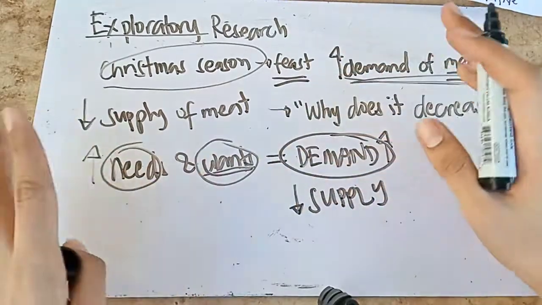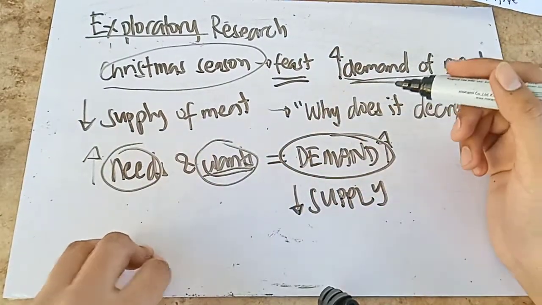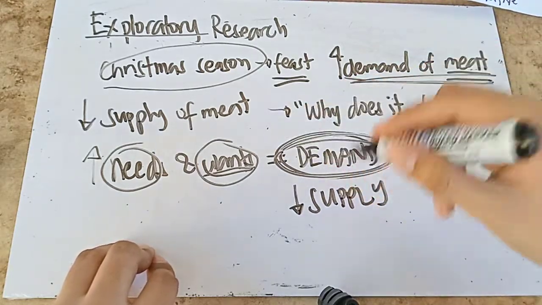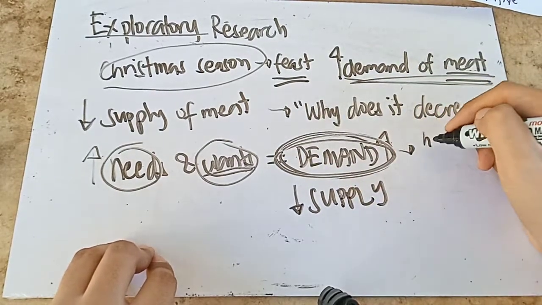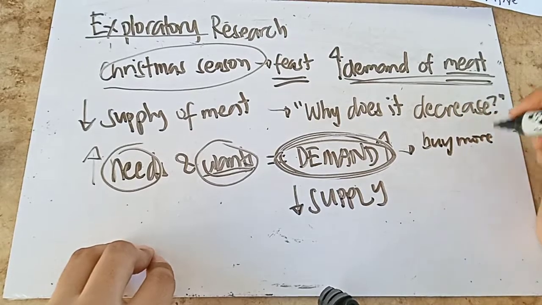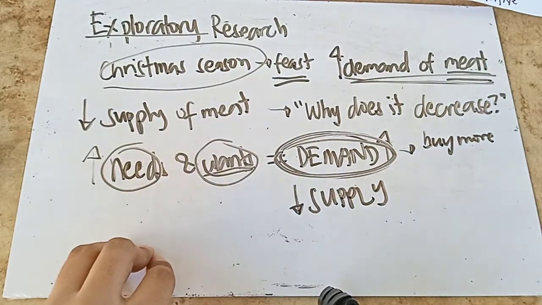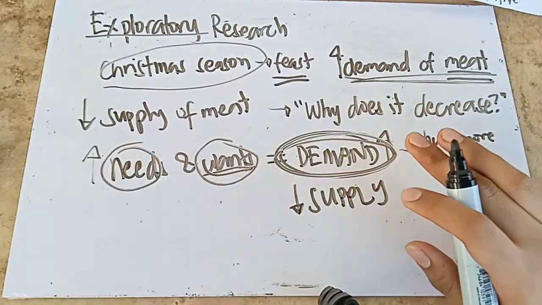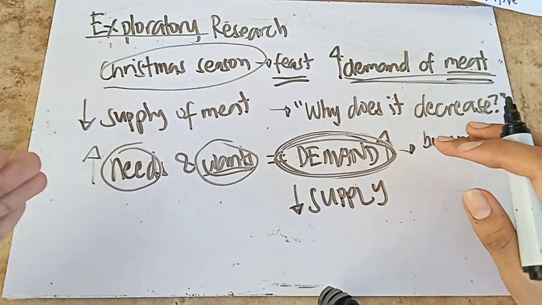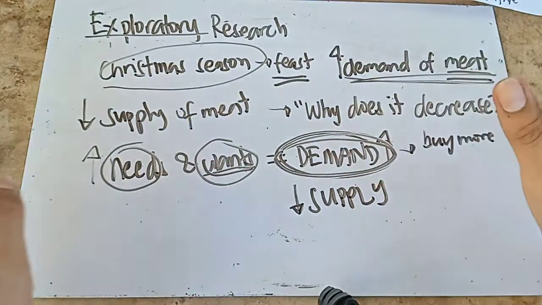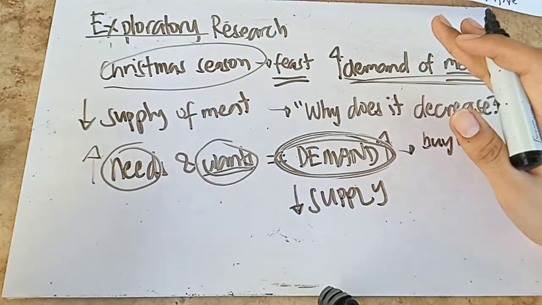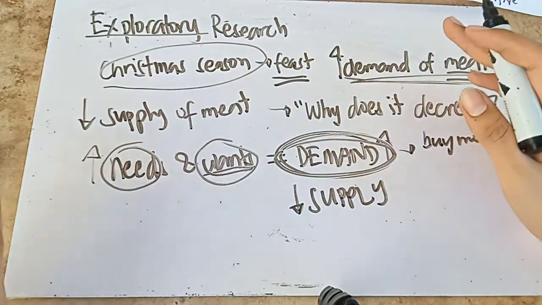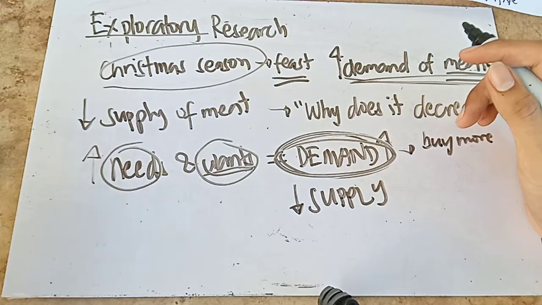Why does it decrease? Because when people have a high demand for a certain product, they would buy more. And as they buy more, the supply in the market will decrease. It will become lesser and lesser. So, in this scenario, how can we define exploratory research? What do you think is the level of investigation? Is it high or is it low?